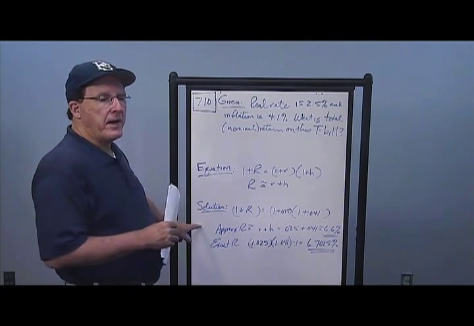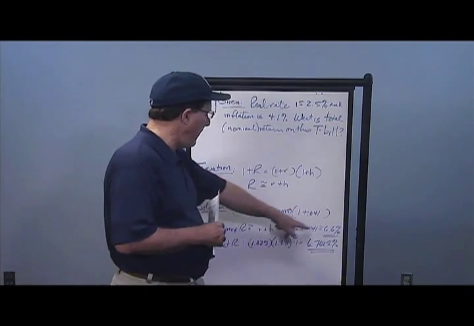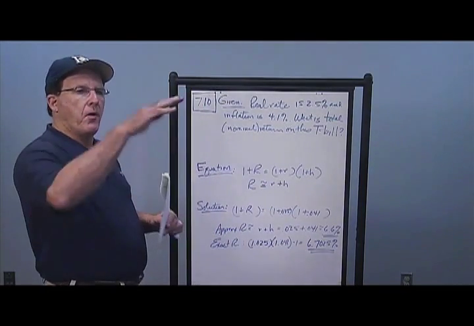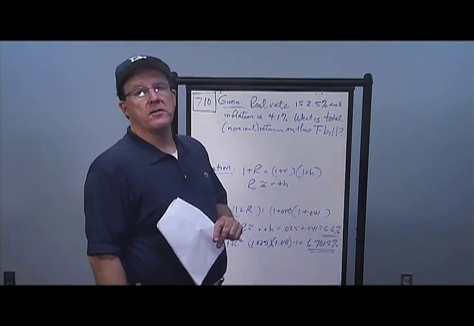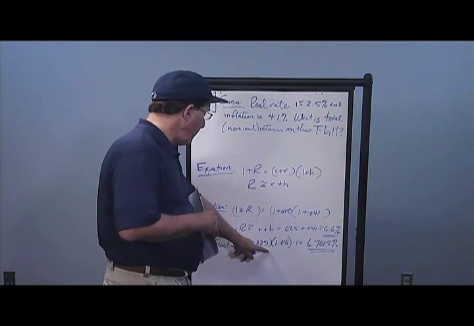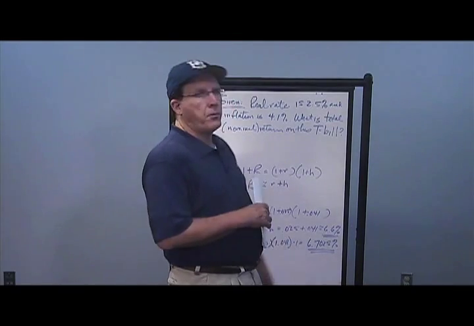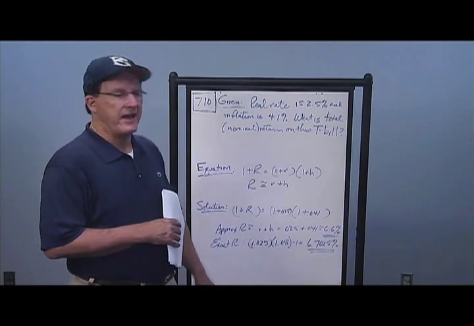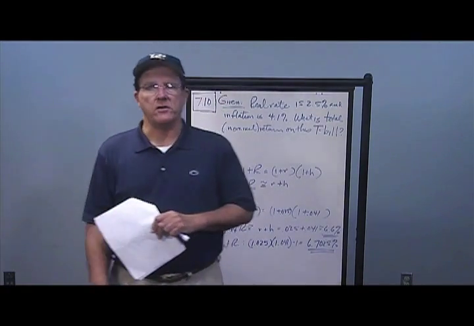But I want to approximate it first. I know that I can approximate it by taking r plus h, so 0.025 plus 0.041 gives me an approximate answer of 6.6%, so I know my final answer should be somewhere in that ballpark. I plug in the exact numbers, 1.025 times 1.041 minus 1. I get an exact answer of 6.7025%. Again, my approximation is very close, not bad, I'll take it. There are your answers to problem number 10.